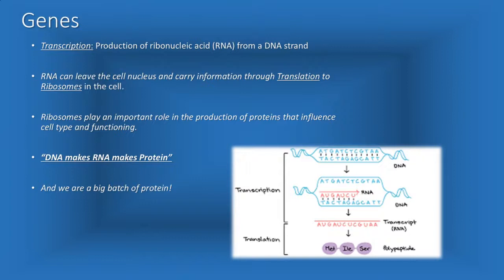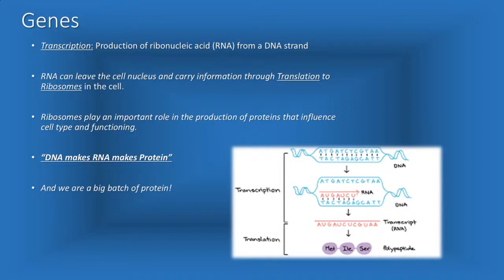Transcription is the production of ribonucleic acid, RNA, from a DNA strand. Ribonucleic acid, if you remember from biology, is basically just that, a copy of deoxyribonucleic acid, only without the deoxy. So RNA is produced in the process of transcription.